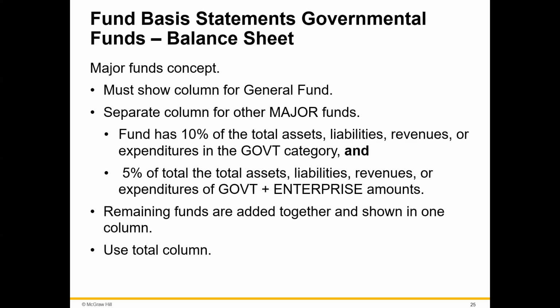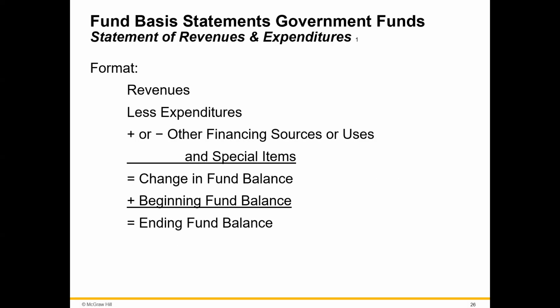Okay. Major fund concepts: you must show a column for the general fund and a separate column for other major funds. A fund is major if it has 10% of the total assets, liabilities, revenues, or expenditures in its government category, and 5% of the total assets, liabilities, revenues, or expenditures of governmental plus enterprise amounts. Remaining funds are added together into one column. Use the total column. So here we go.